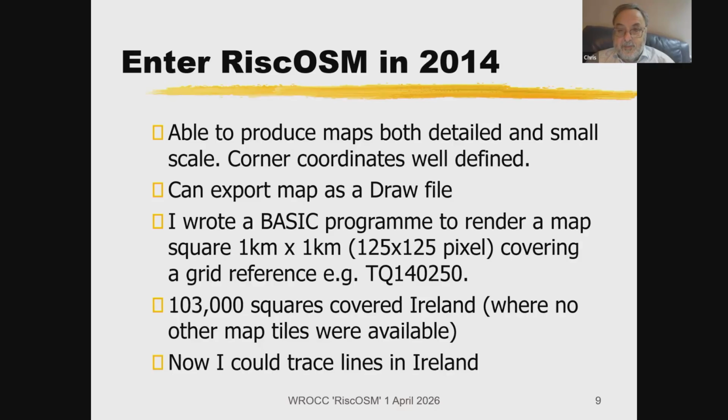First thing I did was to use RiscOSM to produce a map at quite large scale that I could then cut up into 1 kilometre by 1 kilometre squares covering a particular grid reference. The application here was Ireland, where there were no other map tiles available. So I managed to produce 103,000 1 kilometre squares to cover Ireland so that I could trace lines in Ireland.